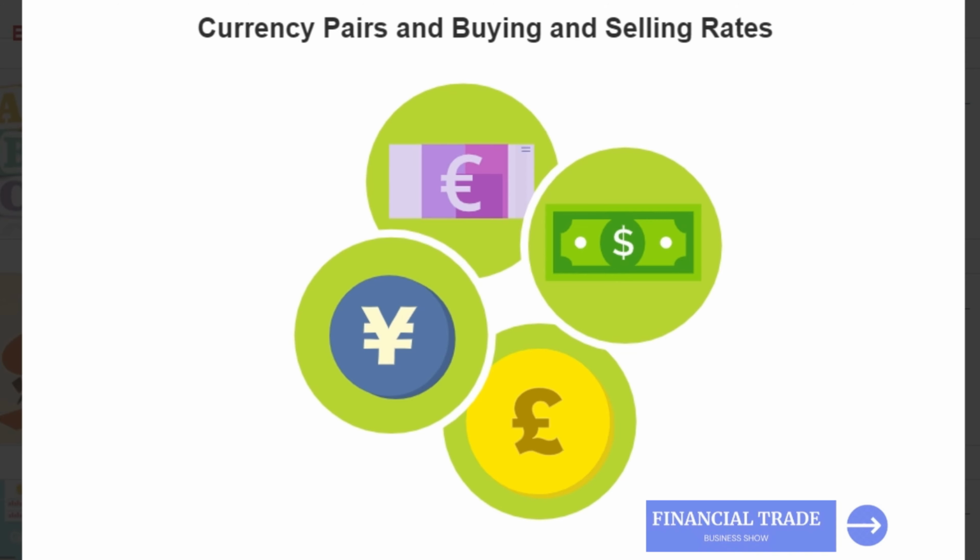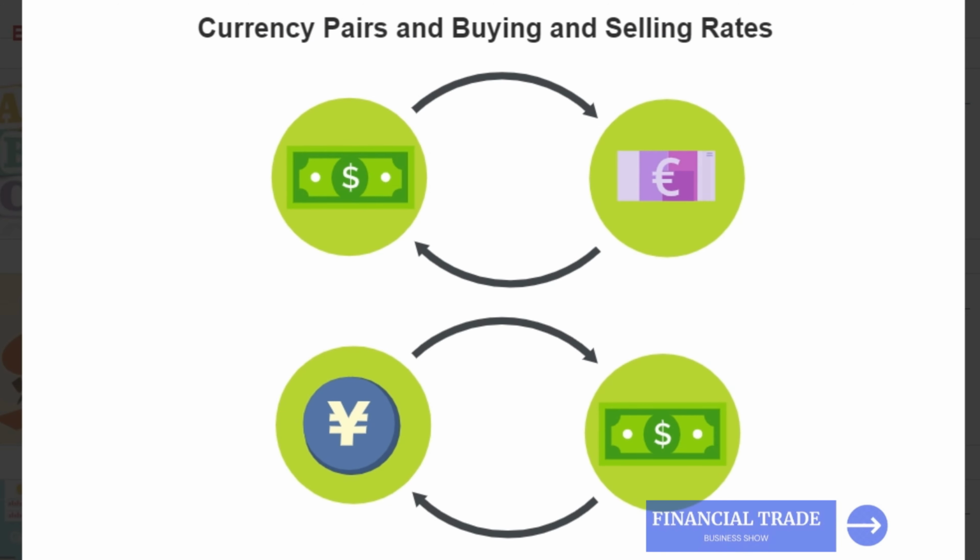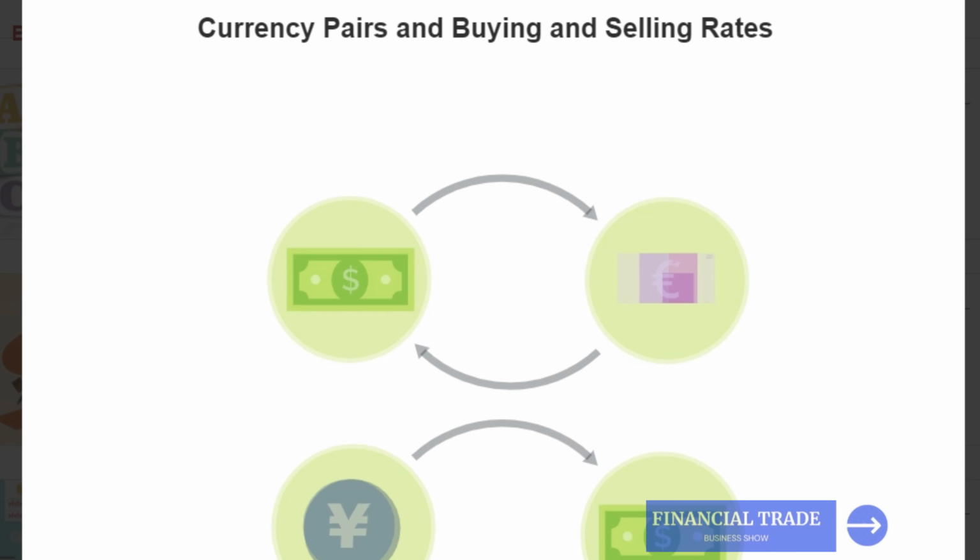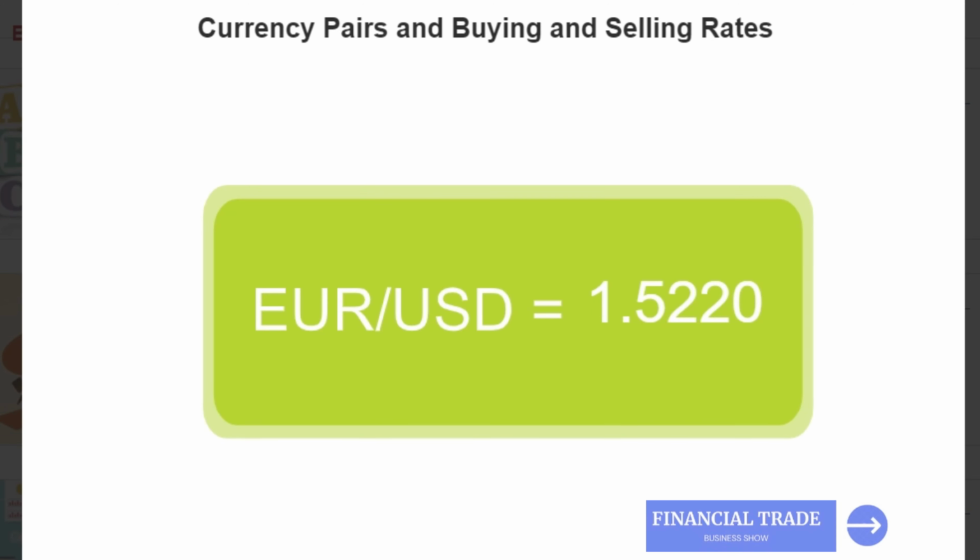Currency pairs and buying and selling rates. In foreign currency trading, there are always currency pairs, the base currency and the counter currency. Now, the base currency, it is in essence our product. It is denoted on the left side of the pair. We always buy or sell the base currency. The counter currency, well, that's the means of payment and is denoted on the right side of the pair.